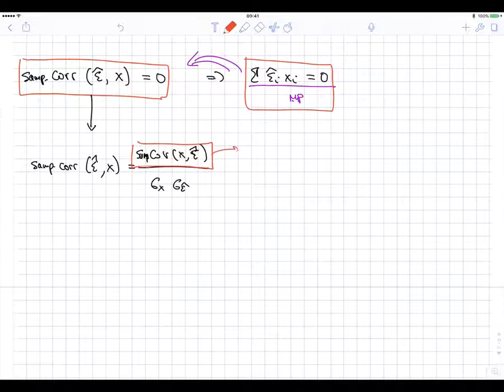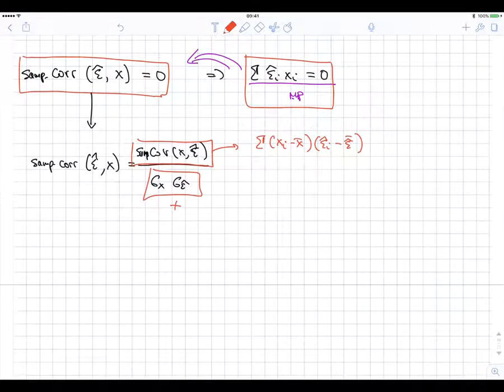Well, the sample covariance is the sum of (x_i minus x bar) times (epsilon i hat minus epsilon hat bar). Okay, that's what that is. So let's deal with just that top part, because we know that the denominator will have to be positive. If the sample correlation has to be 0, this statement must imply that the numerator is equal to 0, or that the sample covariance is equal to 0. So, question mark, is this equal to 0?